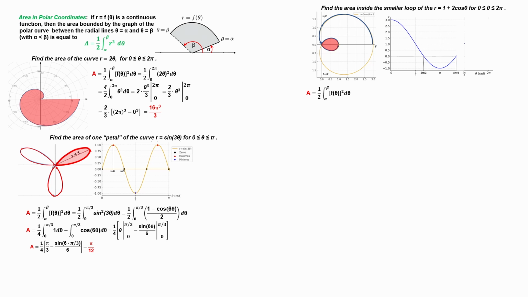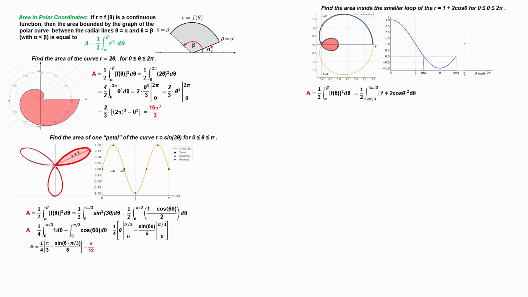The smaller loop is traced out as theta increases from 2 pi over 3 to 4 pi over 3. Therefore, the limits of integration to find the area of the smaller loop are 2 pi over 3 and 4 pi over 3.